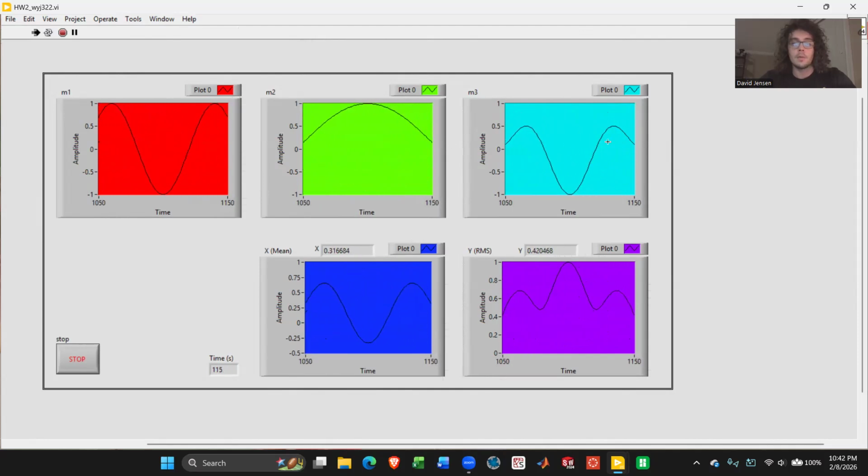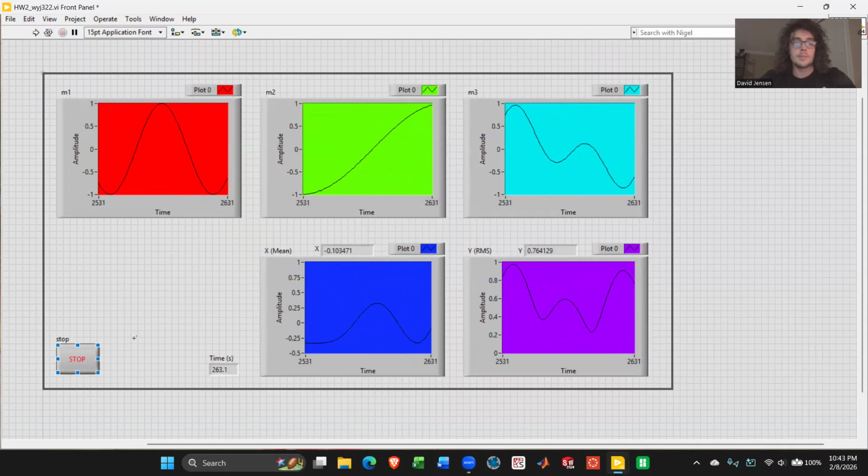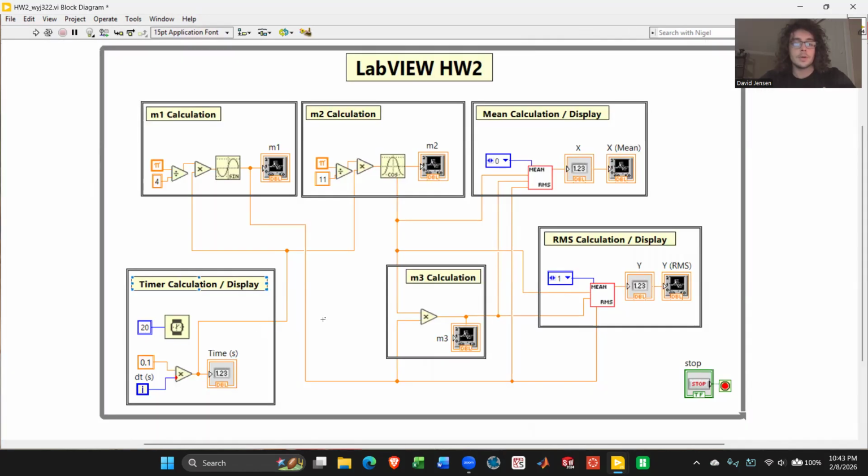Looking here, our waveforms are pretty much what we would expect. We have very sinusoidal waveforms for M1 and M2, and M3, the product of M1 and M2, has a shape that is to be expected from the multiplication of two sine waves. The mean value shown here and the RMS values, again, are pretty much what we would expect from this calculation. We can stop the execution using our stop button, and that should pretty much cover it.